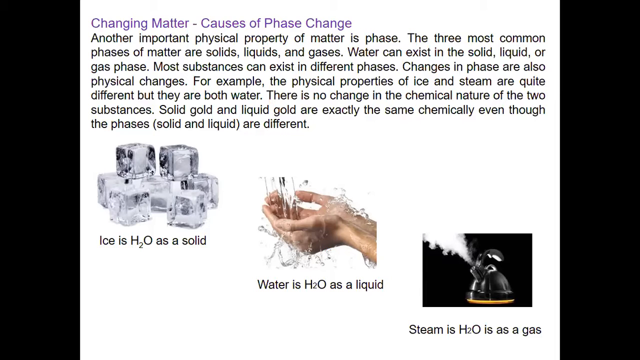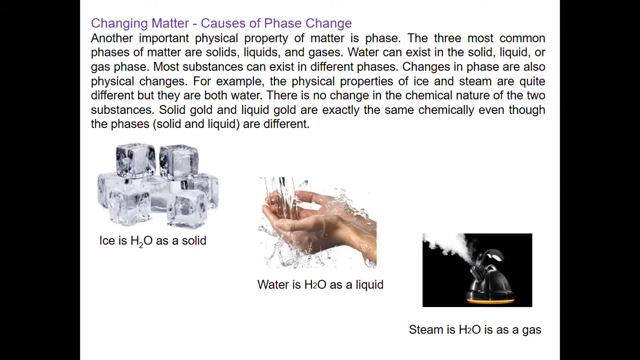Water can exist as a solid, a liquid, or a gas, okay? And most substances exist in these various different phases. Changes in phase are also physical changes. So water, as you see here, solid water is what we call ice, but it's still water. Liquid water is water, and gaseous water is still water. We didn't change anything, okay? So it's a physical change. If we had changed something, it would have been a chemical change.